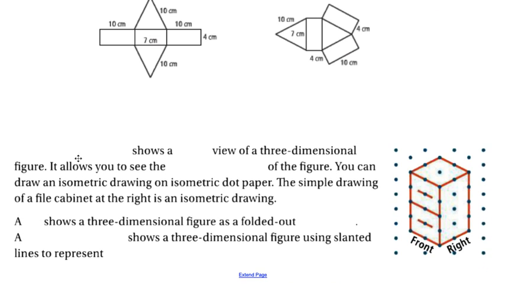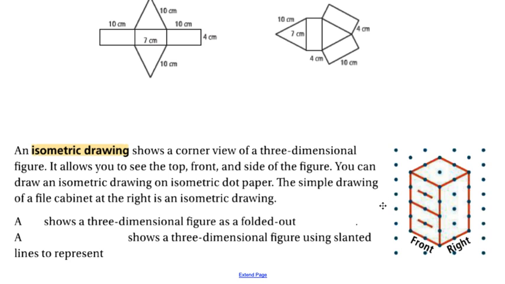Alright, so then we're going to talk about isometric drawings. And an isometric drawing shows a corner view of a three-dimensional object or figure. It allows you to see the top, the front, and the side views of the figure. So here's your top view, here's your front view, and here's your right side view.